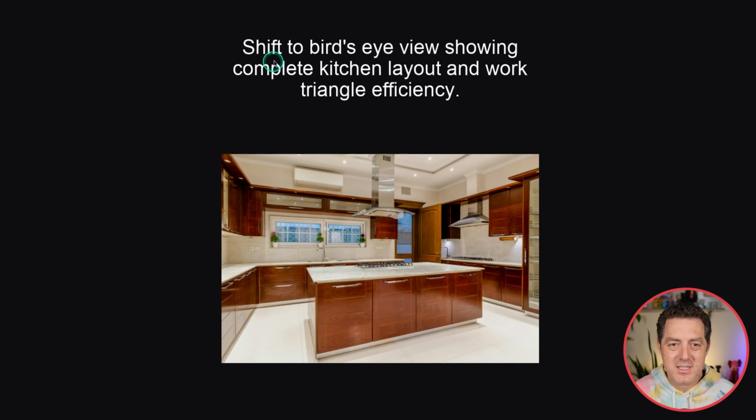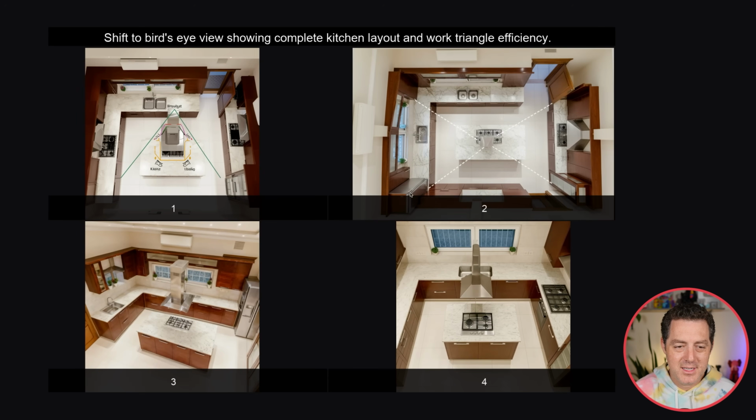So back to the kitchen, shift to bird's eye view showing complete kitchen layout and work triangle efficiency. Okay, so let's see. There we go. So we're from a top-down angle. Let's see which one looks good. This one looks really weird because kind of the sink faucet and the air vent look to have been meshed together. This one, same thing, very weird. This one's weird. None of them really worked all that well. I'm gonna say they all failed. I don't really have a favorite on this one.